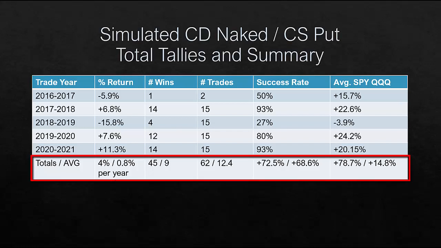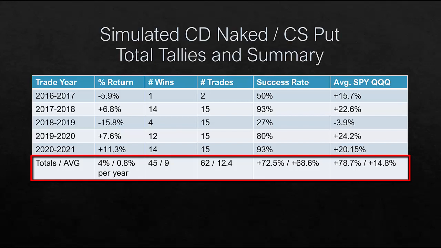Assuming that we just took $50,000 and added it to all the trades evenly if we could, depending on how much money was required, took the return, and then started with a new $50,000, just adding up the returns: loss of 5.9, gain of 6.8, loss of 15.8, gain of 7.6, gain of 11.3, just a 4% return, or an average of 0.8% per year. We had a total of 45 winning trades over 62 total trades for a success rate of 72.5%, which averaged about 9 winning trades per year out of a total of 12.4 trades.